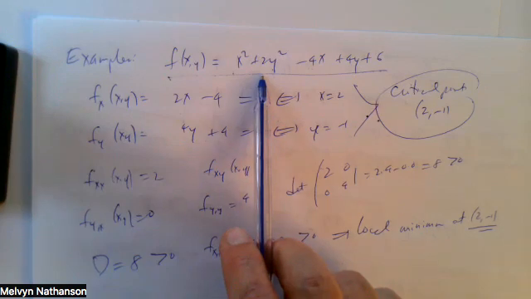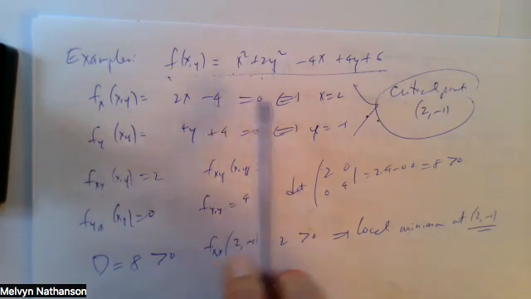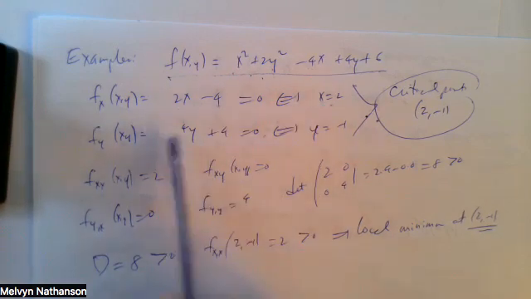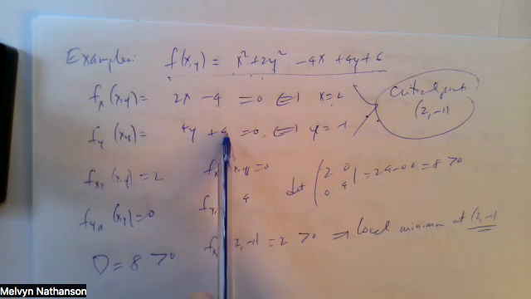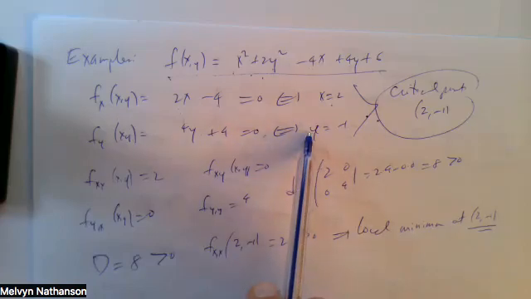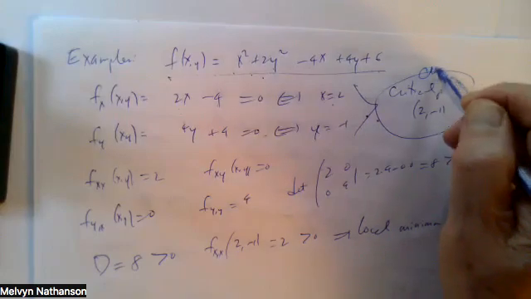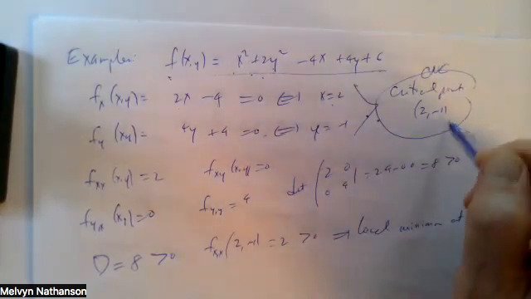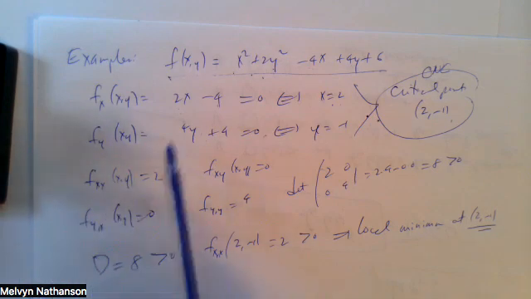So the first derivative of this with respect to x is 2x minus 4. That's 0 when x is 2. The derivative with respect to y is 4y plus 4. That's 0 when y is minus 1. These are the only values where both first derivatives vanish. So there's one critical point, (2, minus 1).